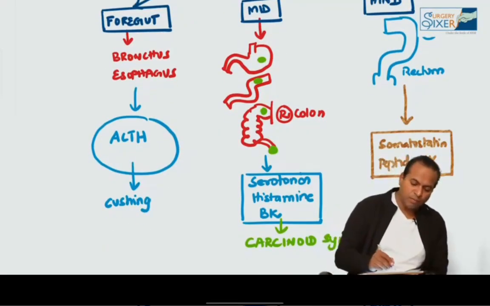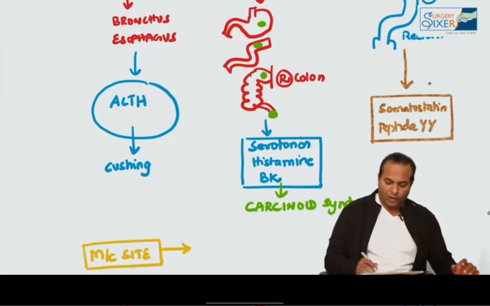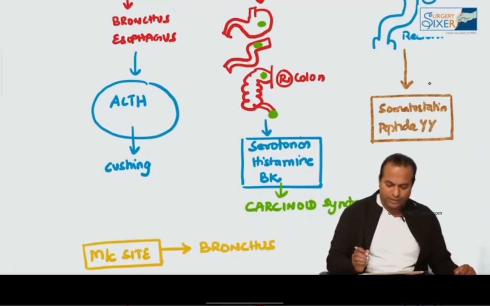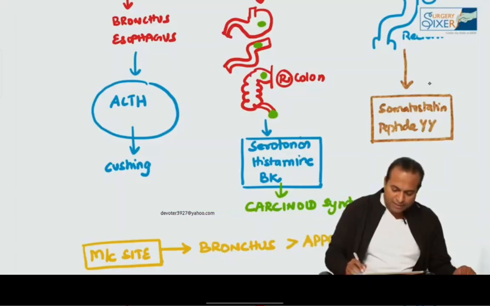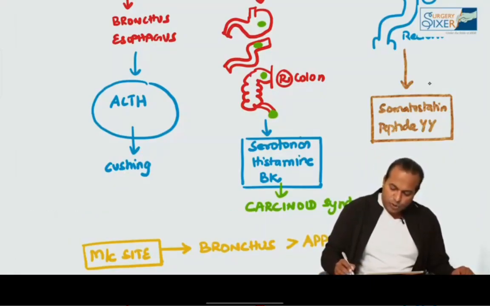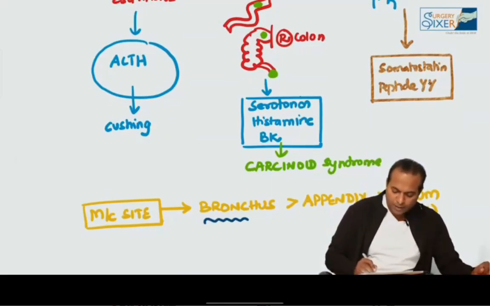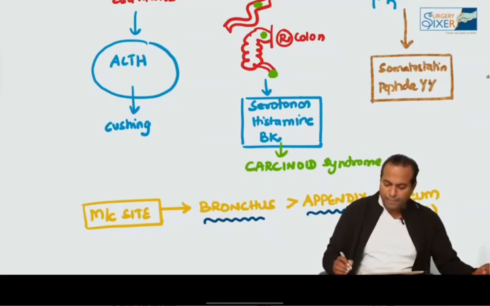Now tell me, what is the most common site of carcinoid tumor? Most common site of neuroendocrine tumor in this list is bronchus. No confusion in this. Followed by appendix, the second common site. Followed by ileum, usually the terminal ileum. So the order of carcinoid tumors is bronchus, followed by appendix, followed by ileum. No confusion, no controversy.